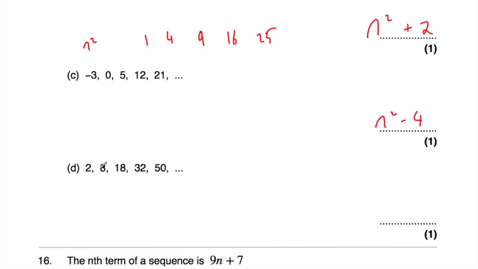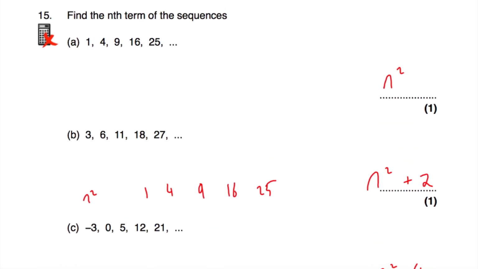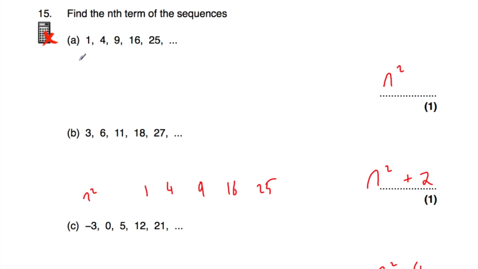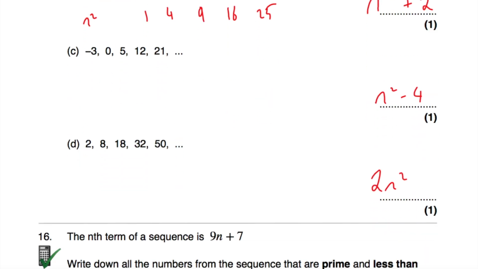If we double 1, we get 2. If we double 4, we get 8. If we double 9, we get 18. If we double 16, we get 32. If we double 25, we get 50. So that means that this sequence would have an nth term of 2n squared. 2 times n squared. You're multiplying n squared by 2. And that's it. So question 15 is a bit trickier than the other ones, I think. It's just more spotting that these are the square numbers, which would be n squared, and then these ones, you're just adding 2 to all of them, taking away 4, and then finally doubling.